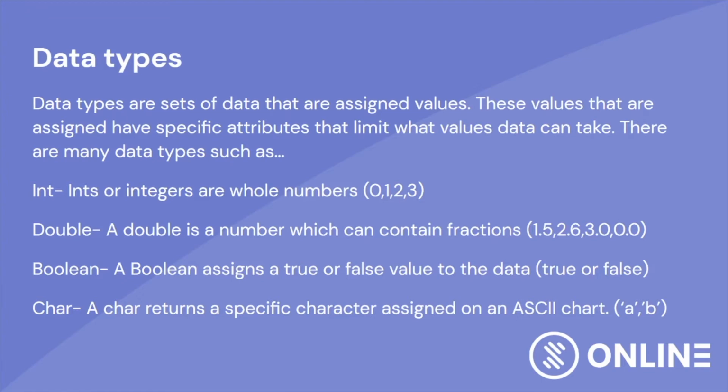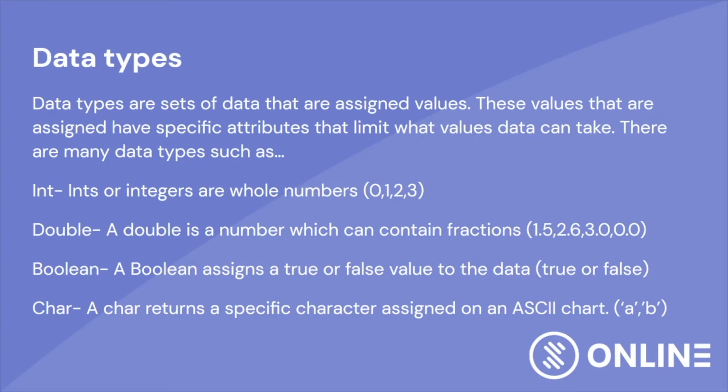A double is a number which can contain fractions, such as 1.5, 2.6, 3.0, 0.0, negative 3.141592, whatever pi is. That is a double. It can contain fractions or decimals.